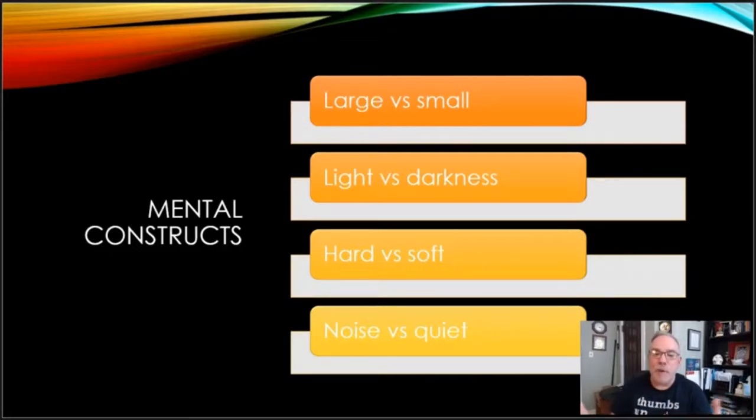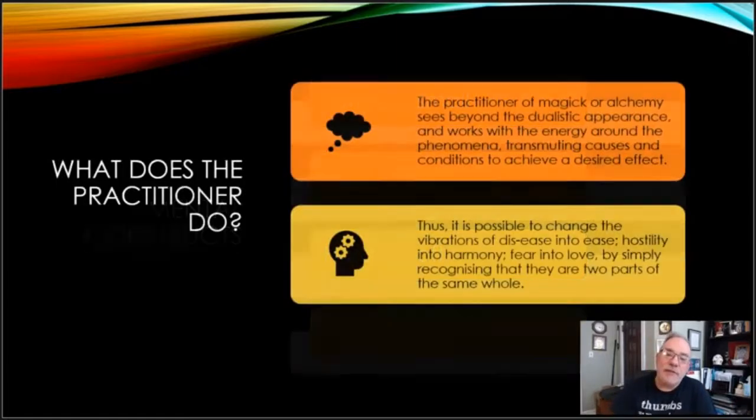Large versus small, light versus dark, hard versus soft, noise versus quiet. You know, at what point does noise cease to be noise and become quiet? At what point does hard become soft? You have to recognize that these are things on a spectrum. And light versus dark, we already talked about. Large versus small. Again, it all comes down to our perception.